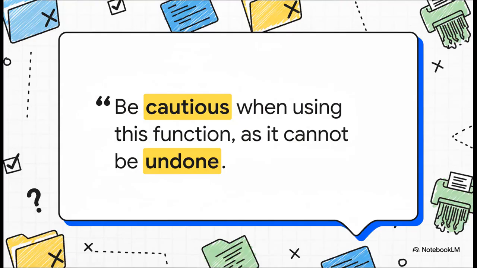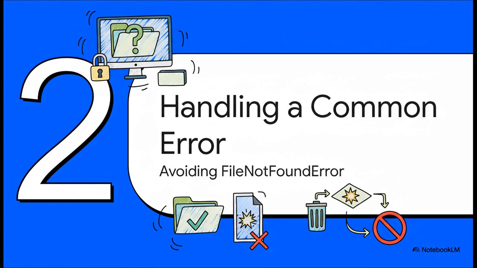Now, let's be absolutely clear about this warning. When Python tells you this is permanent, it means it. Seriously, there's no recycle bin, there's no undo button. A good way to think about it is like a digital paper shredder. The second you run that command, that file is just gone for good. So, using this thing is super easy. But you know the saying, with great power comes the need for some really good error handling.